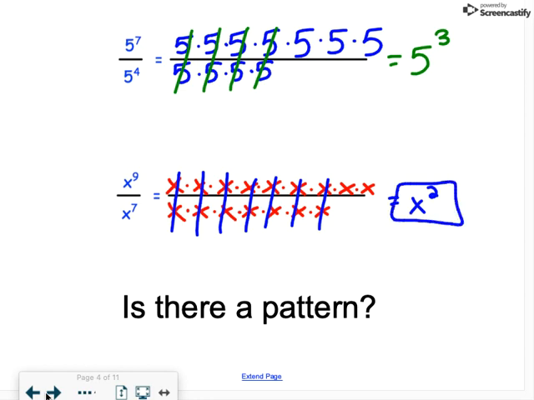And notice if we look at the pattern there, at the exponents in our numerator and denominator, the pattern is that we subtract what's on the numerator and what's on the denominator. So we take numerator minus denominator, in this case 9 minus 7, to get us x squared.